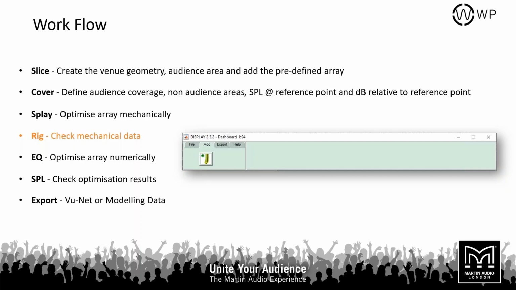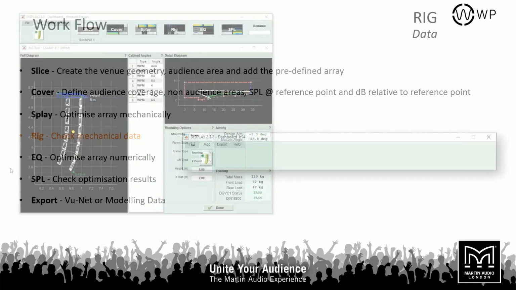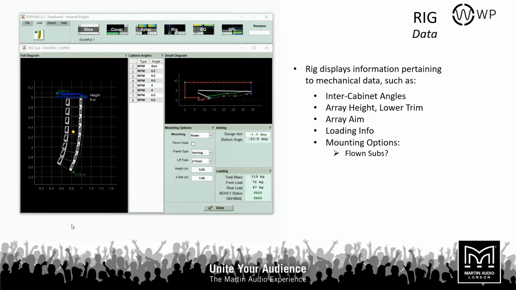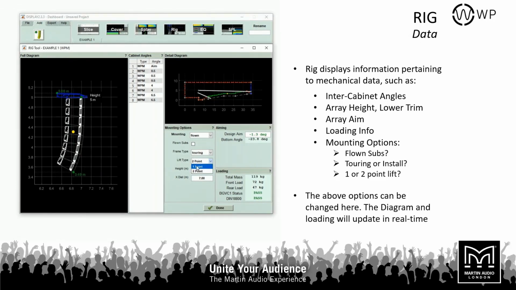Once we have optimized, we can go in and have a look at some of the mechanical data. Here we can see things like the inter-cabinet angles, the array height. There's a lower trim as well that can be measured. We have mounting options for most systems, so whether we're flying with subs or without, with touring or install bars or 1 or 2 point lifts, we can change all those options in this page.